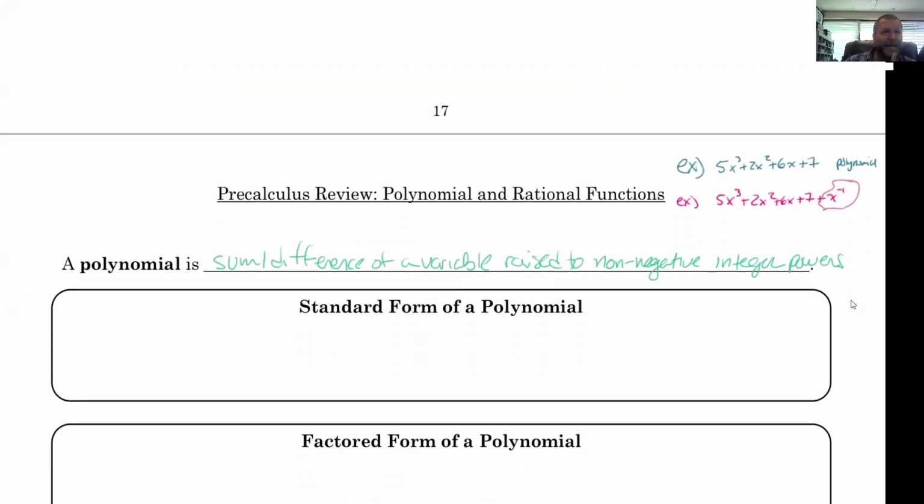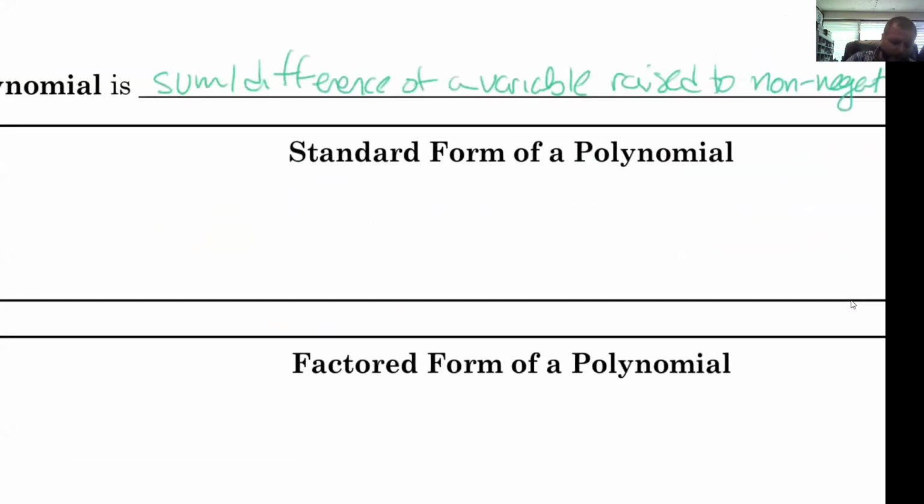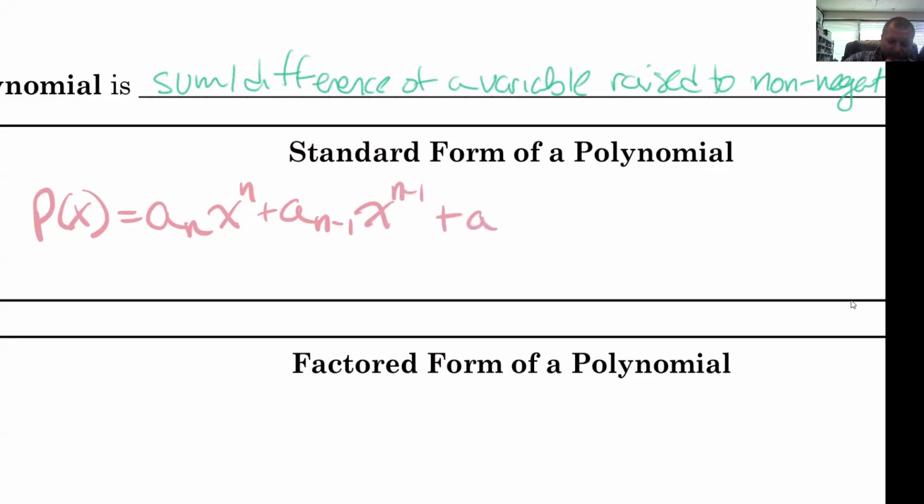So if we want to get standard form of a polynomial, right? So standard form, if I say p of x is going to be my polynomial, we'll generally write it like this: a sub n x to the n, plus a sub n minus 1 x to the n minus 1, plus a sub n minus 2 x to the n minus 2, plus dot, dot, dot, a1 x plus a sub 0.